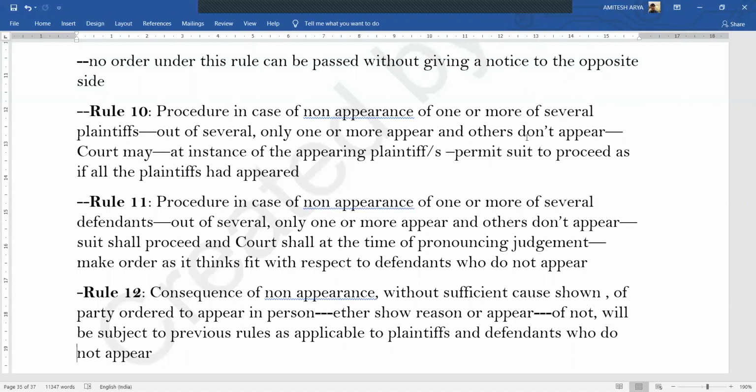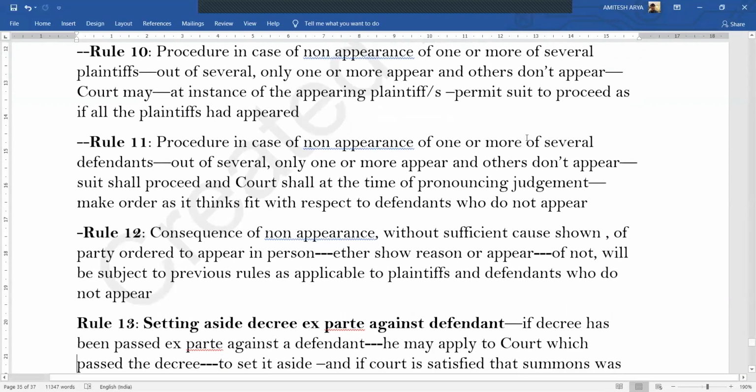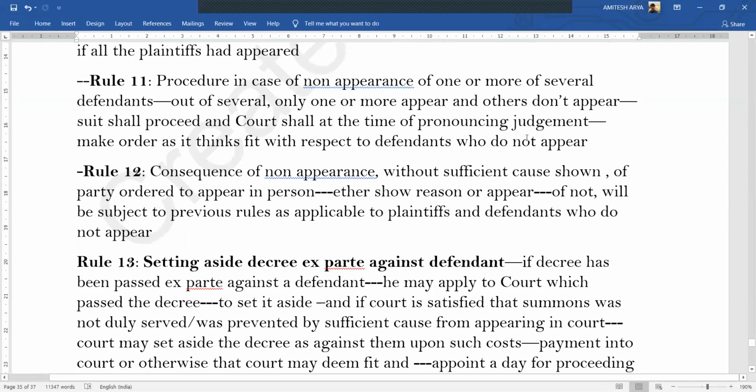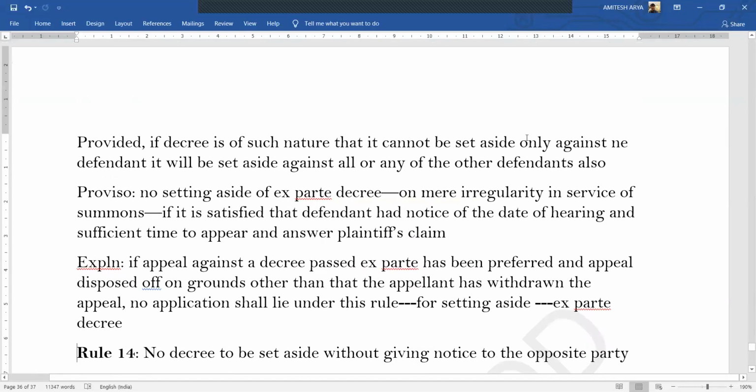So either you appear or you give a reason. If you're not doing so, the dismissal or proceeding ex parte will take place, depending on whether you are a plaintiff or a defendant. Rule number 30 is an important rule. In what circumstance can you set aside an ex parte decree which has been passed against a defendant?